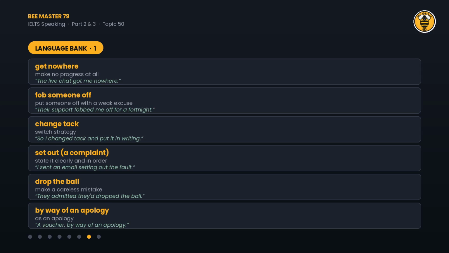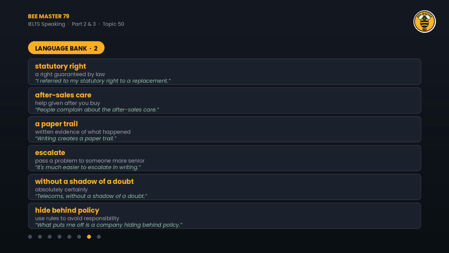Let's collect the language. These are the expressions from the model answers with what they mean and how they were used. Learn them as whole chunks, not as single words. And 6 more, mostly from the Part 3 answers. A word of warning, do not try to force all 12 into one answer. 2 or 3 used naturally will score far higher than a dozen bolted on.